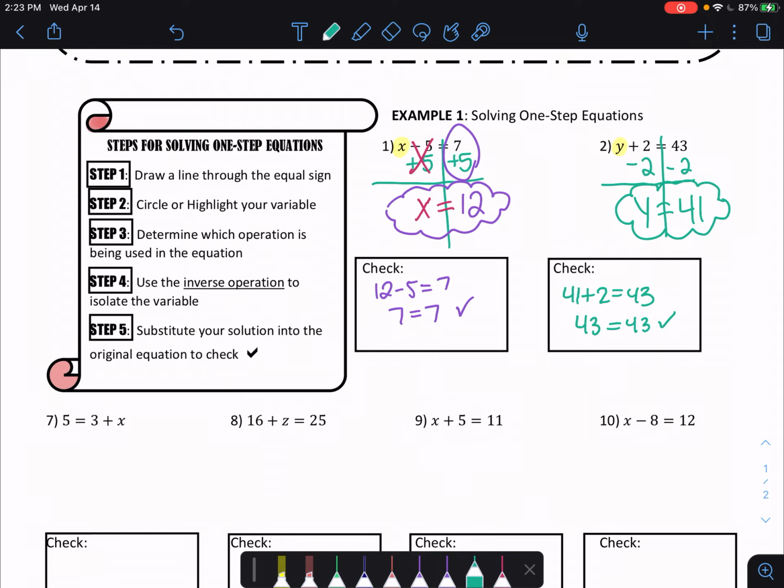You may still use a calculator, and we are going to check every single equation that we solve, so we shouldn't ever get one wrong.